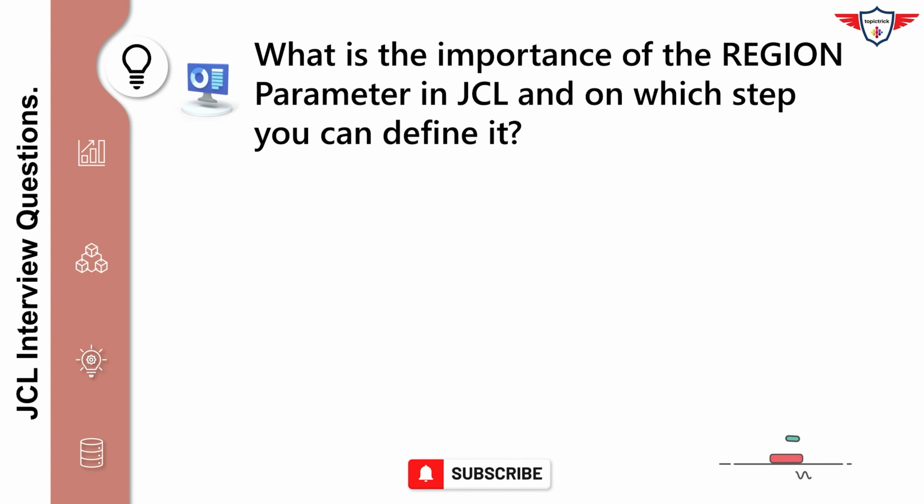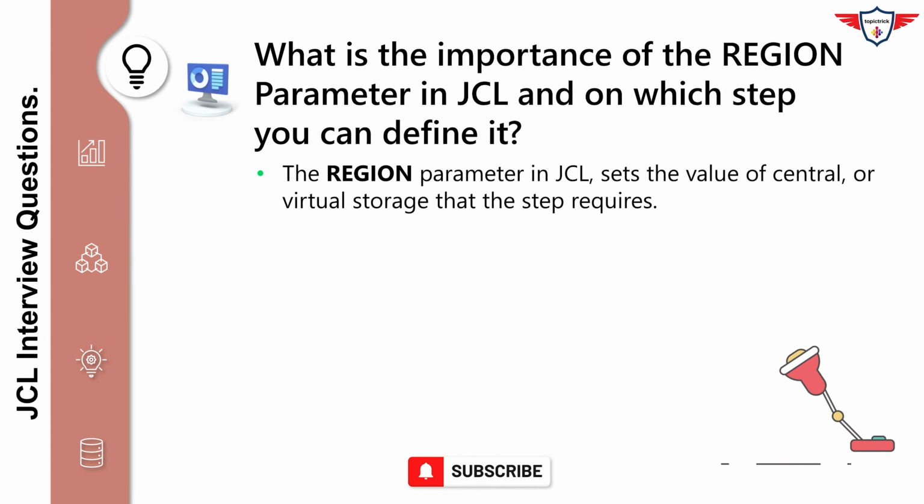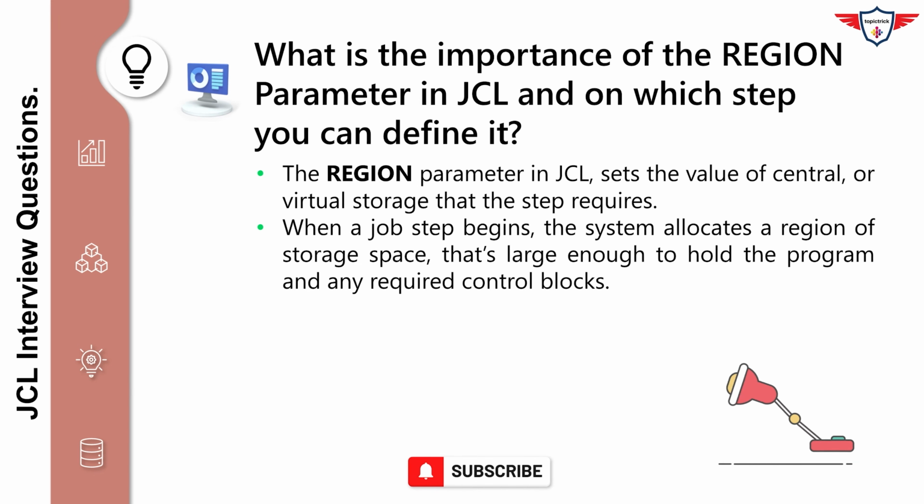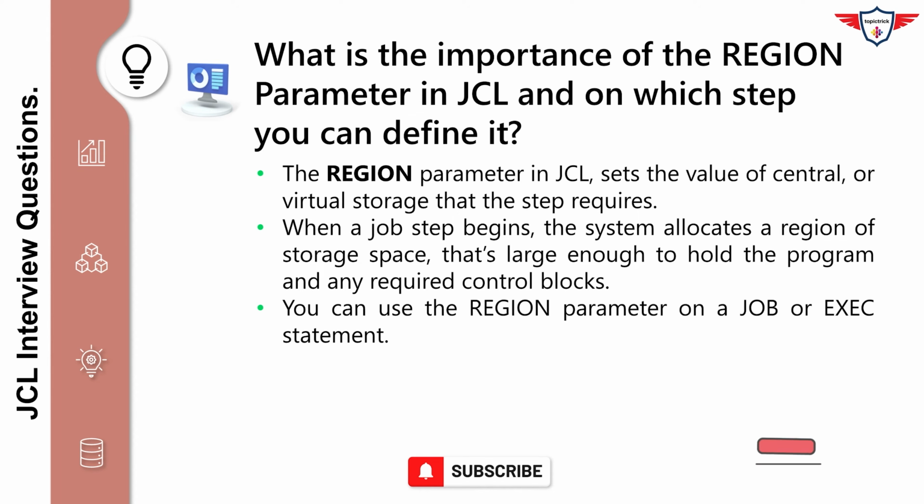What is the importance of the region parameter in JCL, and on which JCL control statement can you define it? The region parameter in JCL sets the value of central or virtual storage that the step requires. When a job step begins, the system allocates a region of storage space that's large enough to hold the program and any required control blocks.